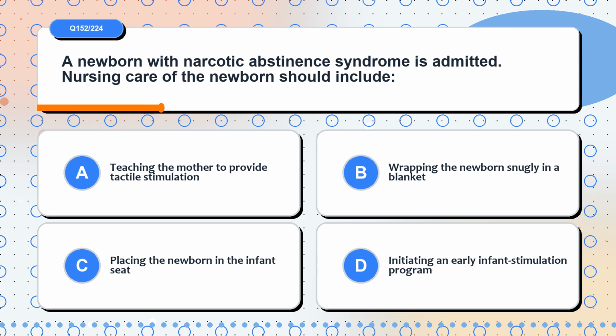Question 152. A newborn with narcotic abstinence syndrome is admitted. Nursing care of the newborn should include. Here are the options. Option A, teaching the mother to provide tactile stimulation. Option B, wrapping the newborn snugly in a blanket. Option C, placing the newborn in the infant seat. Option D, initiating an early infant stimulation program.